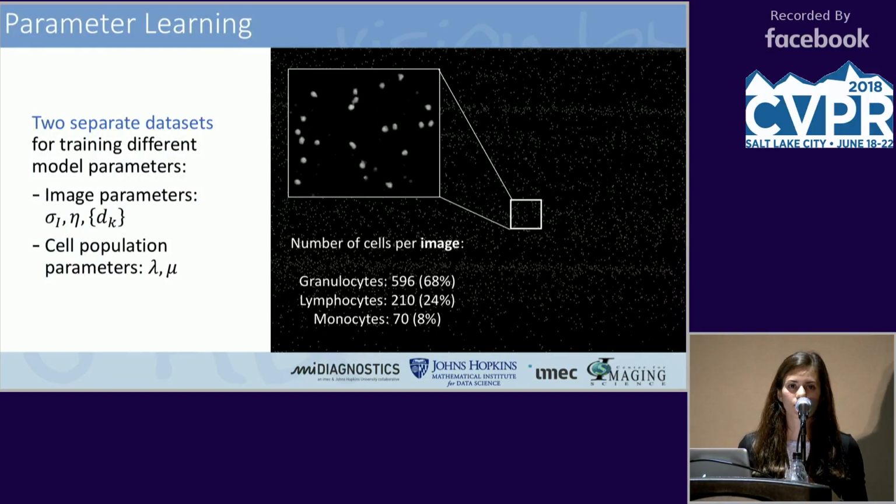To do parameter learning, recall that we don't have the typical bounding box annotations. So instead, we employ 2 separate data sets to train the different model parameters. The first data set will be used to train the image parameters, such as the cell templates. And the second data set will be used to train the cell population parameters, for example, the mean number of cells in an image.